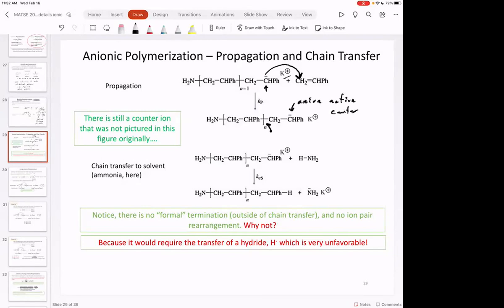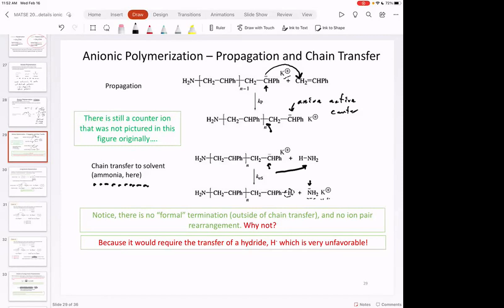Okay. So you can have chain transfer to solvent as well, which means that the growing chain end, this anion, comes over here, and we transfer the negative charge, in this case, to that ammonia, which is a solvent. So it plucks off the proton, and we have an anion left, and we have our cation, which of course can reinitiate a polymerization.